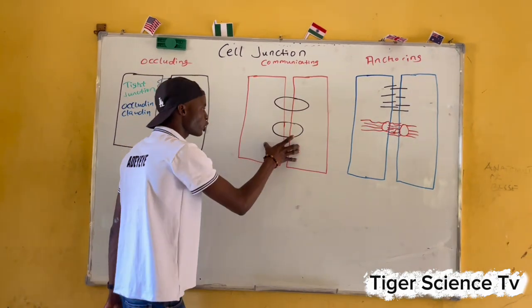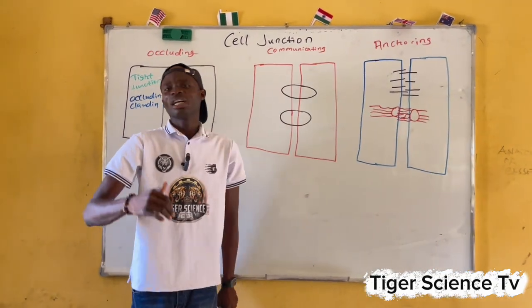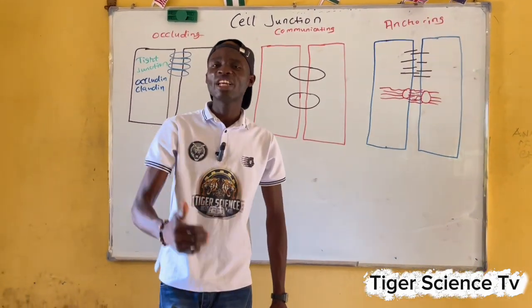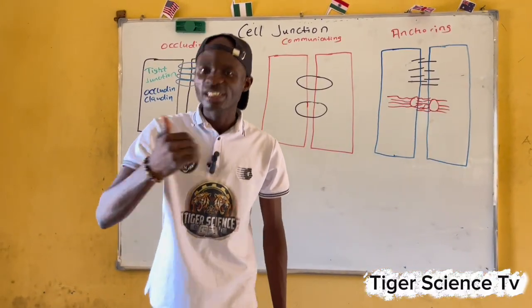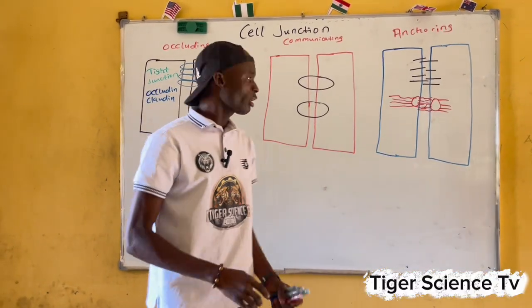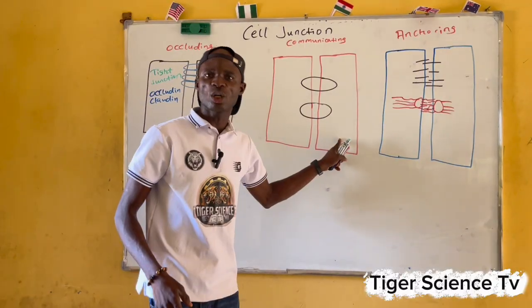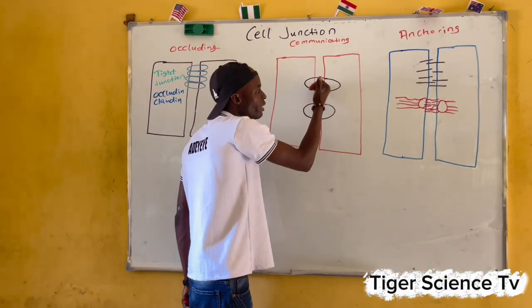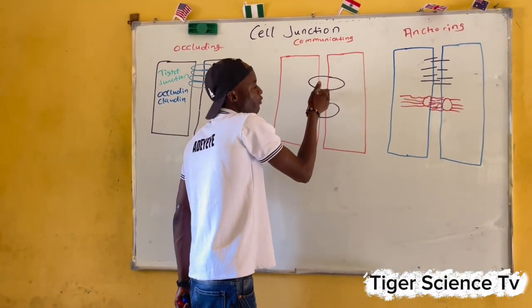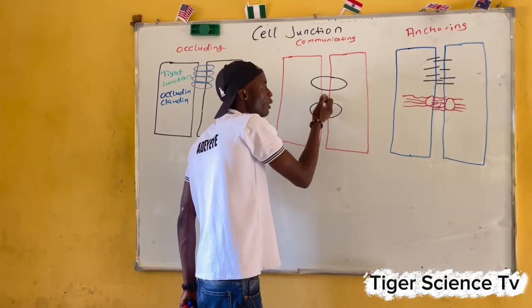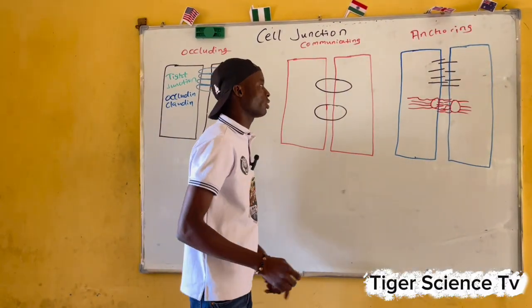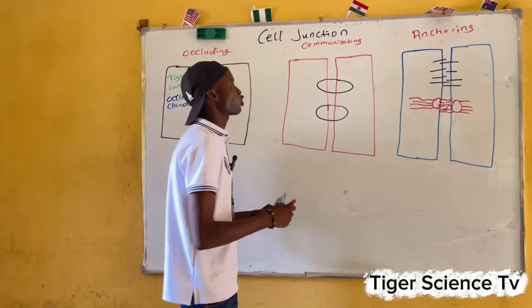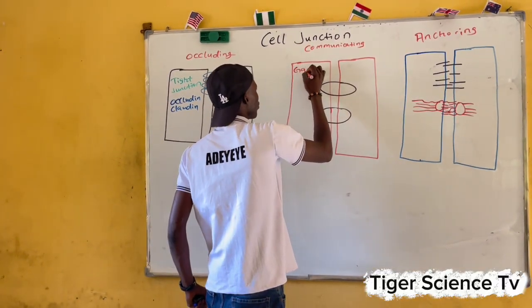Now let's move to communicating junction. Communicating junction allows the communication of molecules and ions from cell to cell. The occluding junction does not allow it, but this one allows the communication. There is a gap over here for cells to communicate ions and other molecules with each other. A typical example of a communicating junction is what we call gap junction.